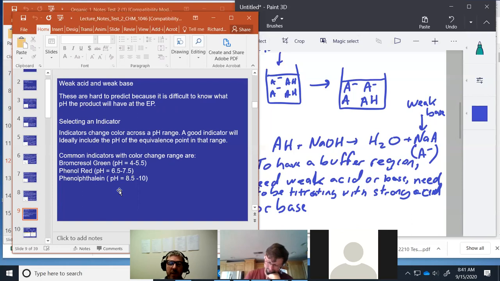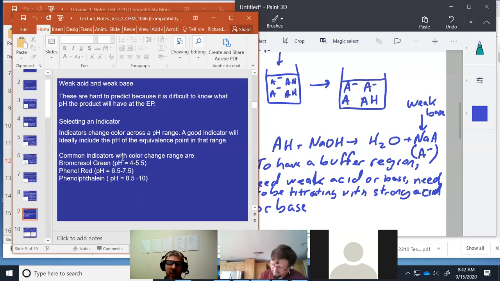And the last thing we need to talk about here is how to select an indicator. So we've all done these acid-base titrations before, and you know what happens is that at the equivalence point, you get a color change. So for phenolphthalein, it goes from colorless to pink, right? You've seen this before. So what is the best way to select an indicator?